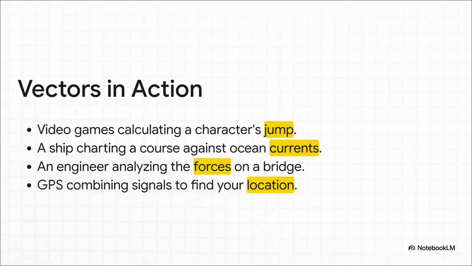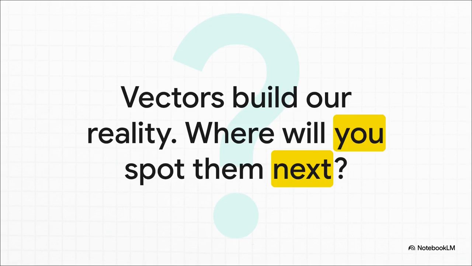It's pretty incredible. When you get right down to it, vectors are like a secret language the universe uses to write its own rules. They describe everything from the combined pull of gravity between planets to the mind-boggling forces that hold up a massive bridge, all the way down to the simple act of a ball being thrown on a windy day. They are the invisible instructions building our reality moment by moment. So the only question left is, where are you going to spot them next?